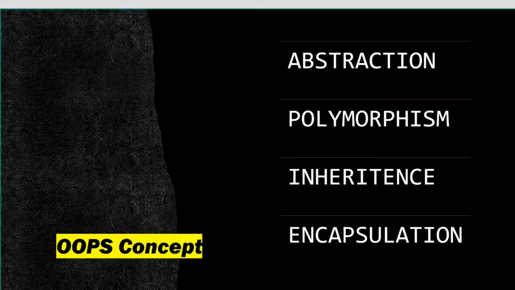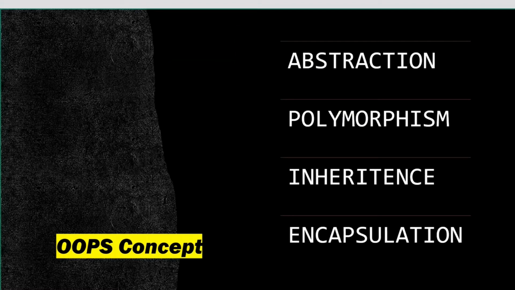Once abstraction is done, we'll cover polymorphism. What is polymorphism? If you go by its name, the name defines it. Poly means many, morphism means form. Many forms. If you can do one thing in different ways, that is called polymorphism.